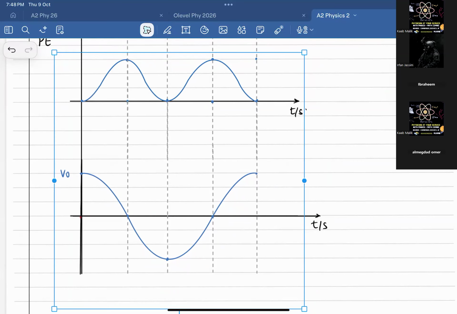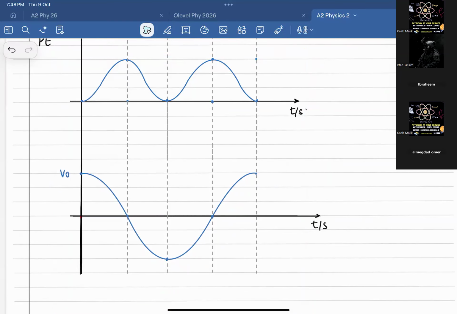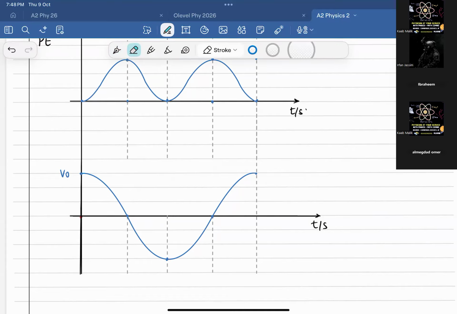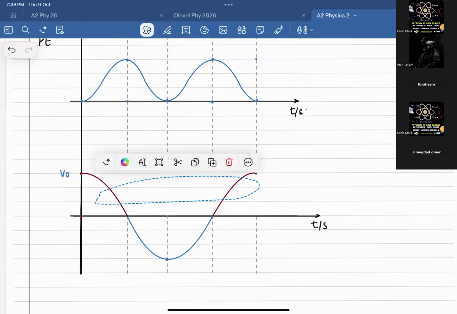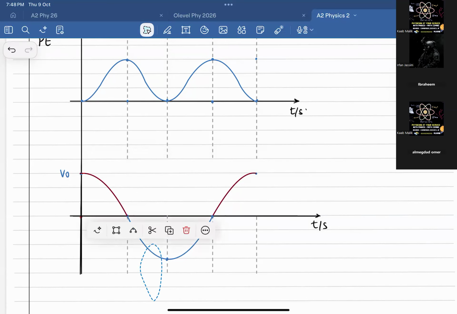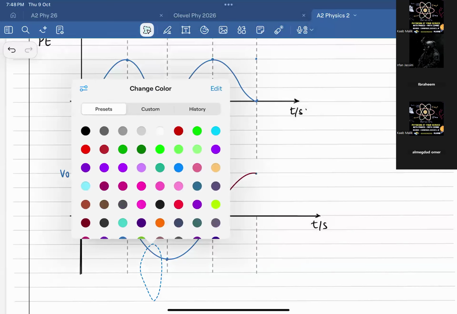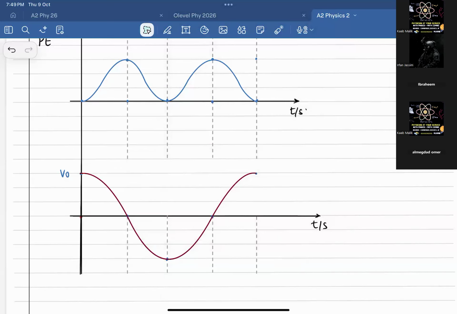Fine. So now this is the graph for the kinetic energy. For the velocity, and then we are going to use them for energy. If you want to change the color, you can change it to, let's say, some maroon. Okay, so this is a velocity graph, right?